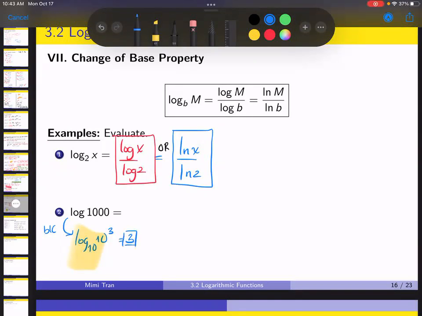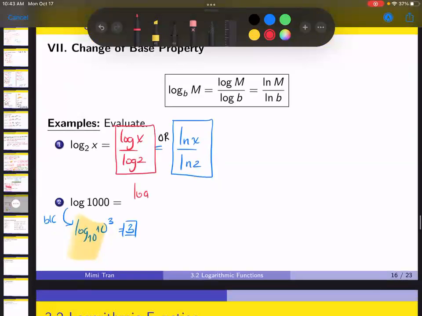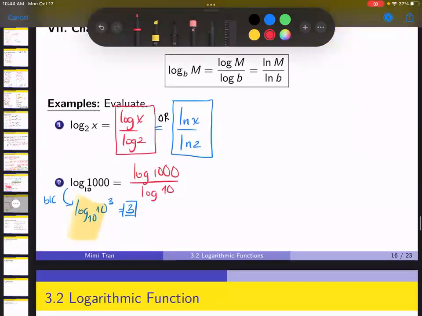Now I'm going to use the change of base, and your answer should be 3 as well. So change of base says it is equal to log 1000 divided by log what? Log 10, right? What's log 10 equal? Log base 10 of 10 is 1. If you forget, just write it out and then cancel it. So just 1. And log 1000 is 3. So 3 over 1 is 3. It's the same thing, right?